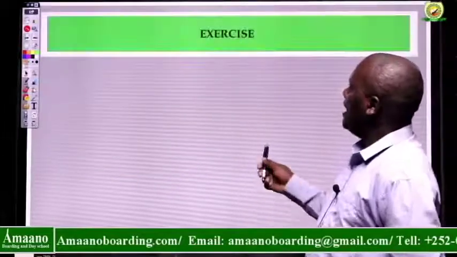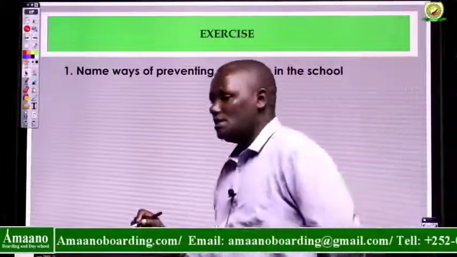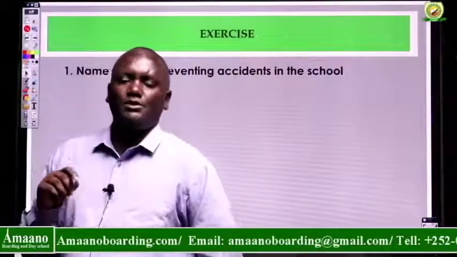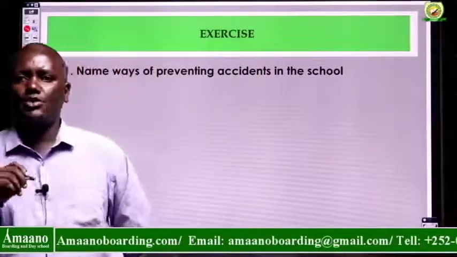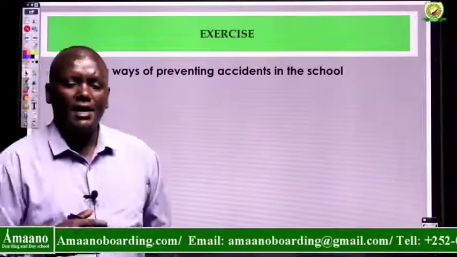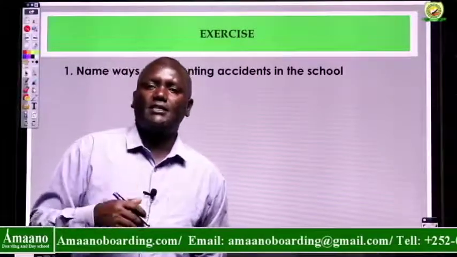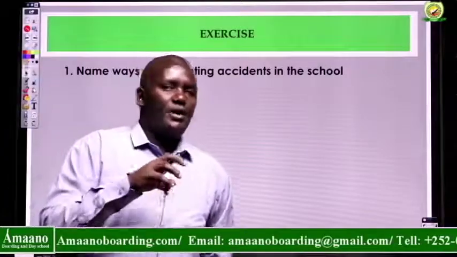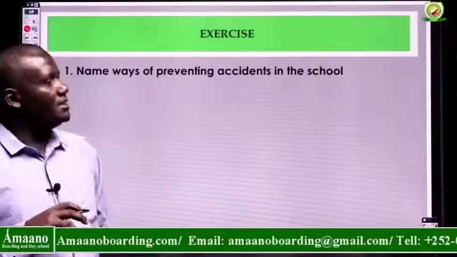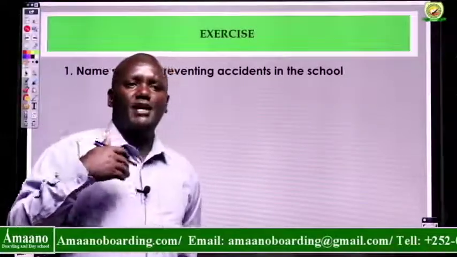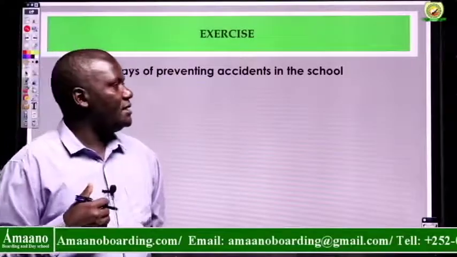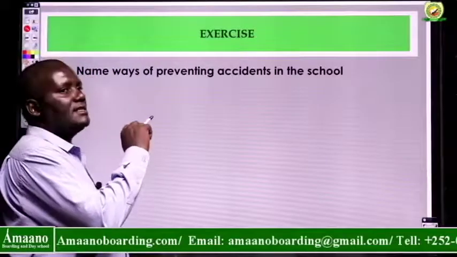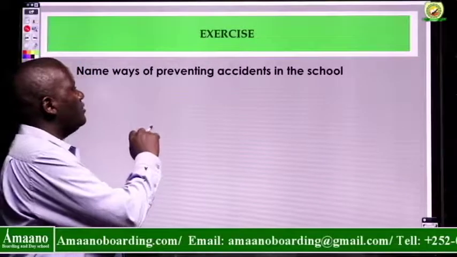Now, after looking at the ways of preventing accidents in the school, we looked at the types of accidents in the school or at home. That brings us to the end of that topic on accidents in the school and at home. Again, we have an exercise that should make us review what we have learned in this topic. And that exercise is just one question that's on the board. Name ways of preventing accidents in the school. Those ways we have already discussed.